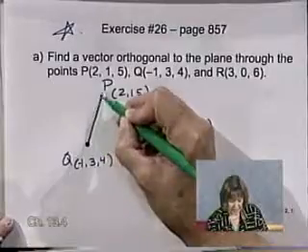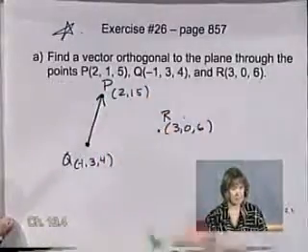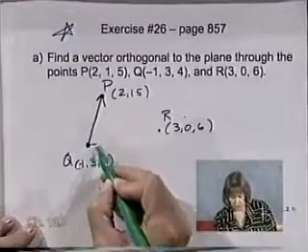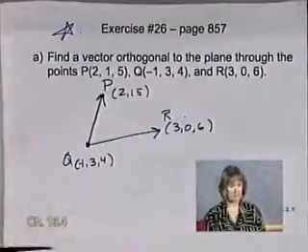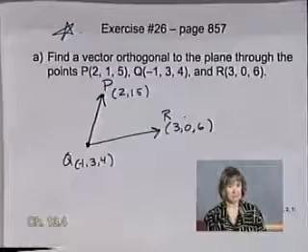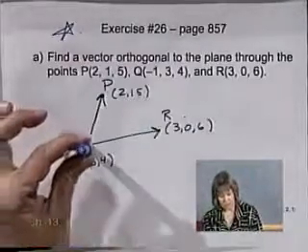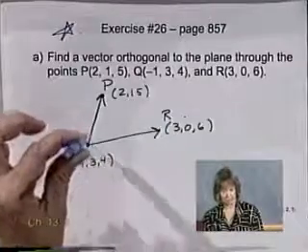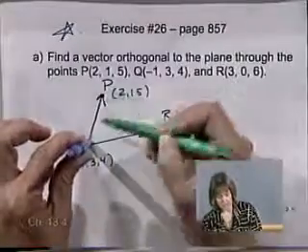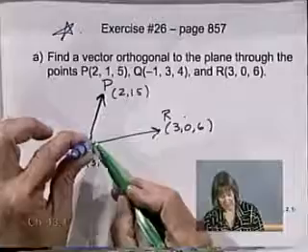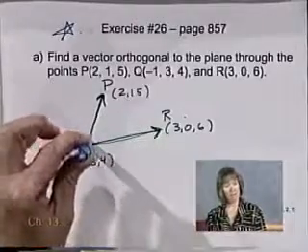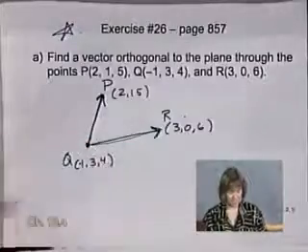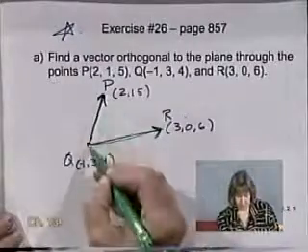Here is a vector that goes from Q to P. That vector is in the plane. Here is a vector that goes from Q to R. That is a vector that's in the plane. Well, if I want to get a vector that's perpendicular to the plane that goes through those 3 points, I want a vector that's perpendicular to this vector and this vector. How can I produce a vector that's perpendicular to 2 vectors? The cross product.